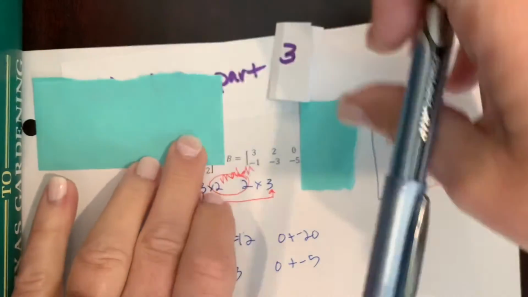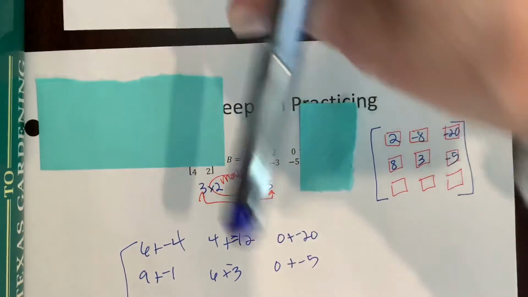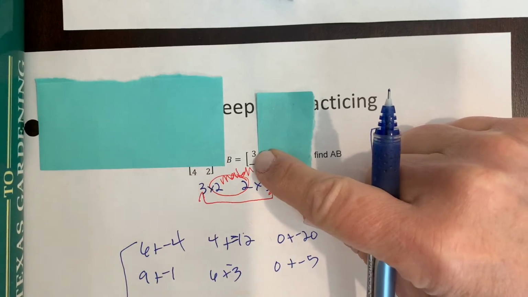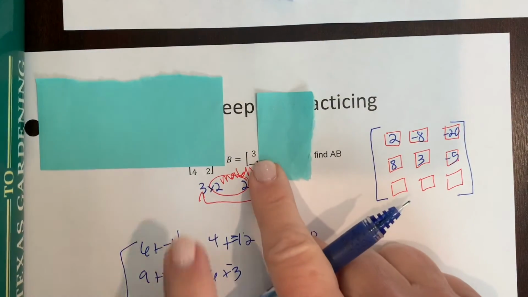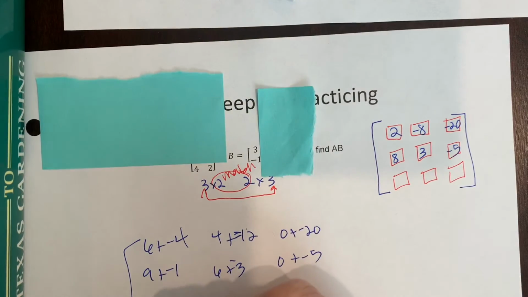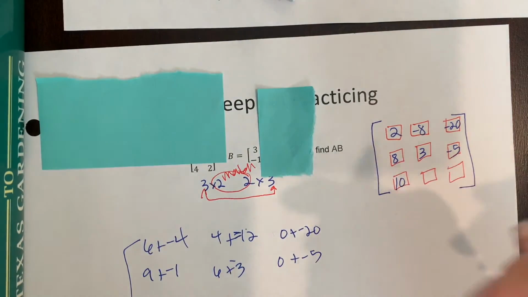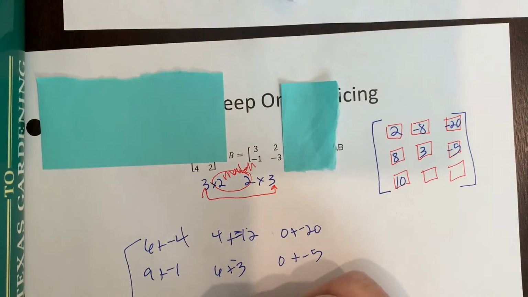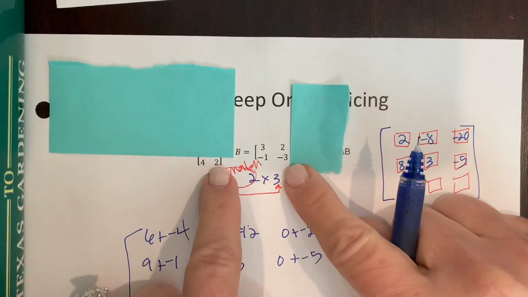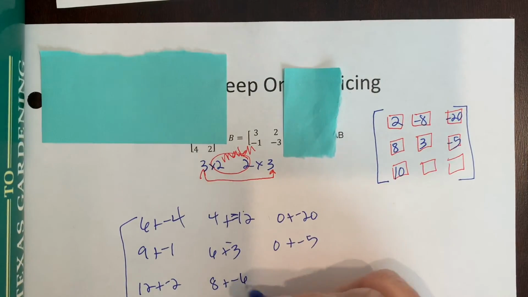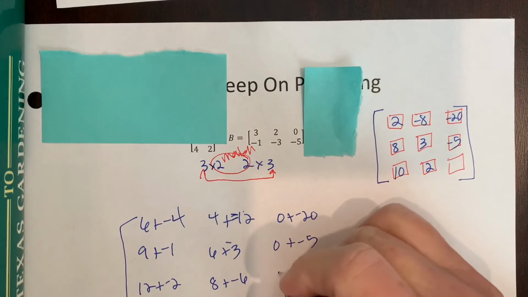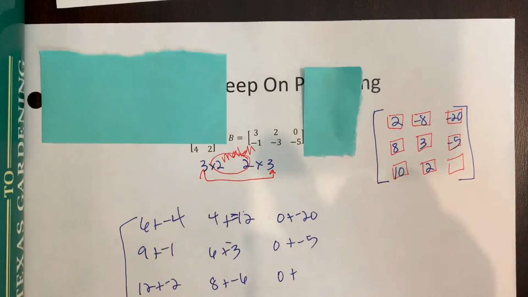Okay, now I just need this last row, and I start over on this matrix again. So I come back to the first column. So 4 times 3 is 12. Then negative 2, so that would be 10. Okay, 4 times 2 is 8, plus negative 6, so that would be 2. And this last one, 0, plus negative 10.